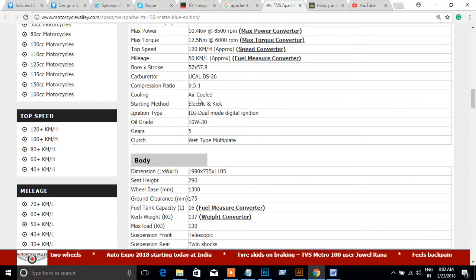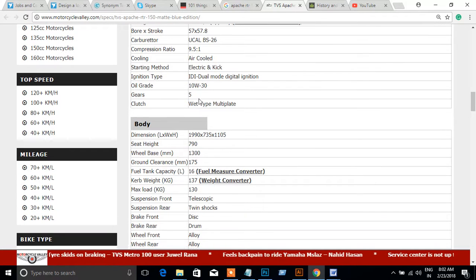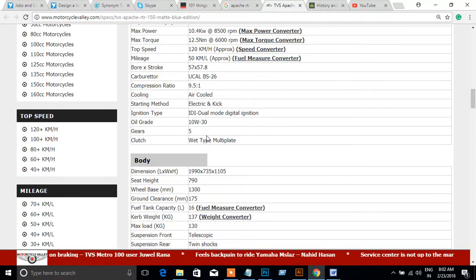Cooling system is air cooled. Electric start: yes, it has both electric and kick start. Ignition is IDI dual mode digital ignition. Wheel grade, this is the wheel grade, and gears here. This also has 5 gears with the wet type multiplate clutch.